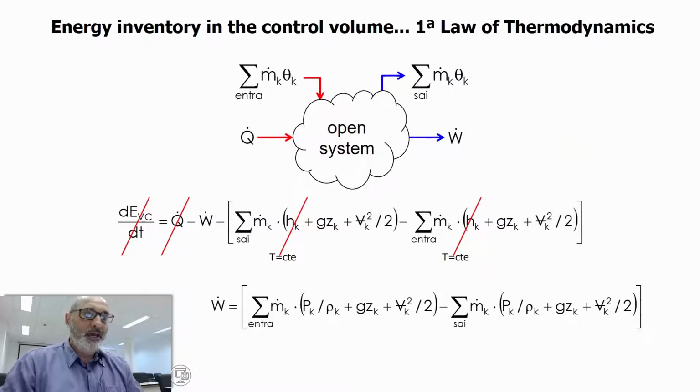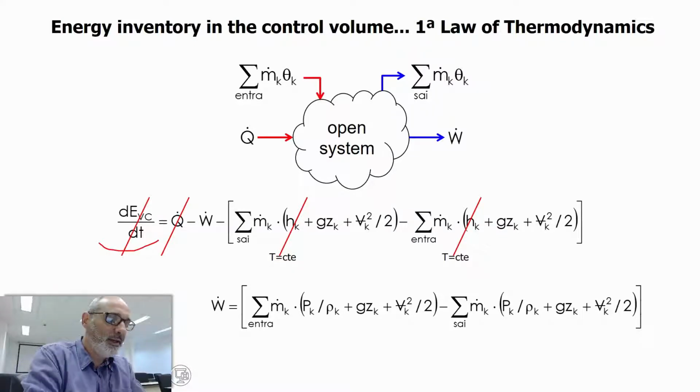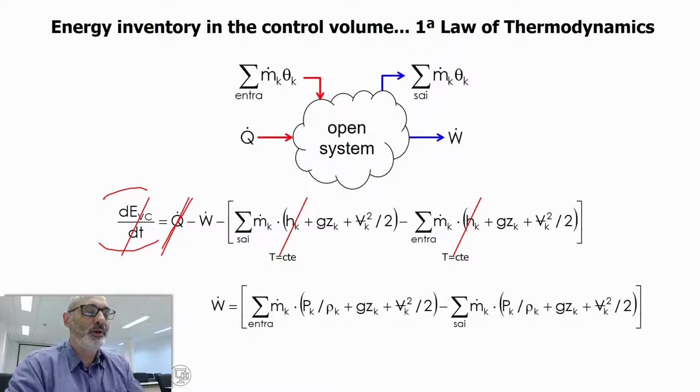And for the cases that we're going to analyze today, everything is permanent. We're analyzing in permanent regime, so this is 0. Also, it's adiabatic. There's no heat exchange, so this component is 0. And since the temperature is the same, these components will cancel out each other. They are the same, so when you subtract here, they will cancel. So what we have here is only the mechanical components.